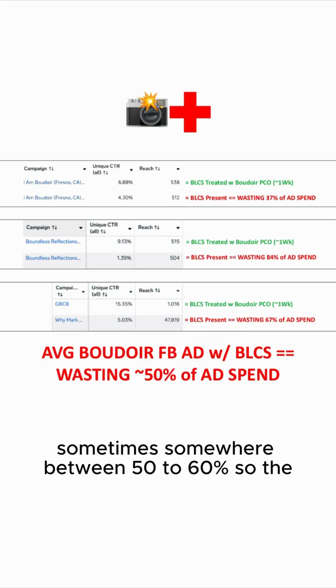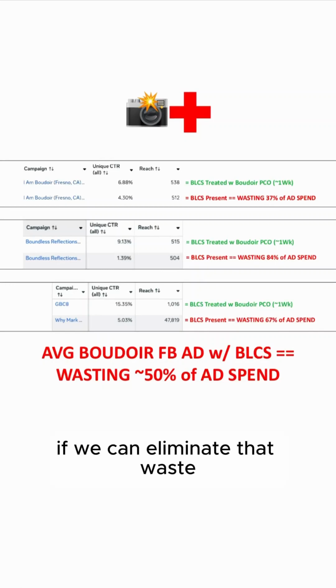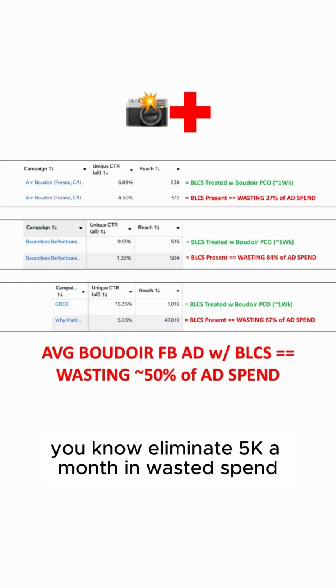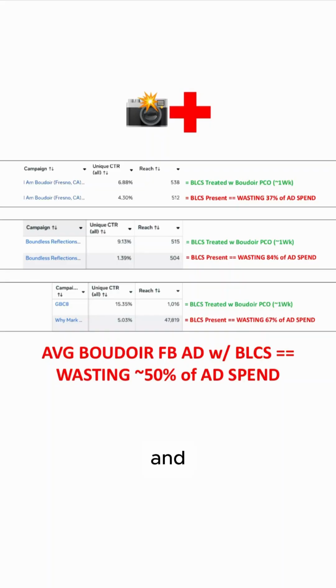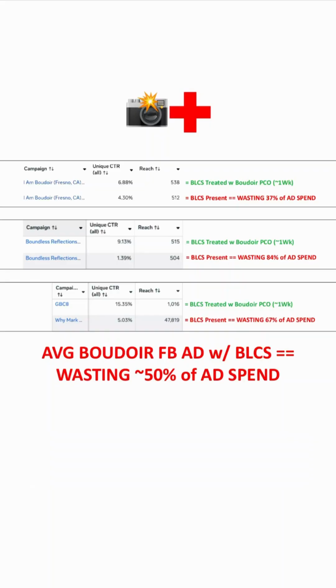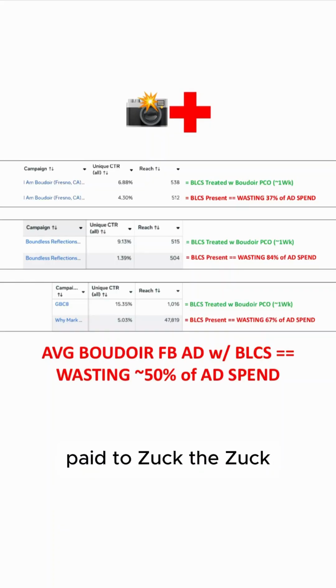So if they're spending 10 grand a month on Boudoir Facebook ads, if we can eliminate that wasted ad spend, on average, we'll allow them to pocket, eliminate 5K a month in wasted spend, and that's approximately 60K over the next 12 months. Literally back in their pocket, simply not being wasted, paid to Zuck.